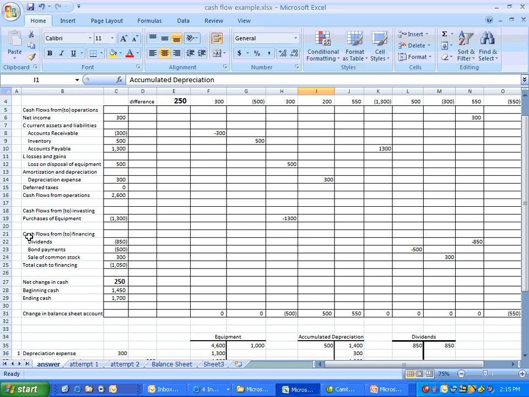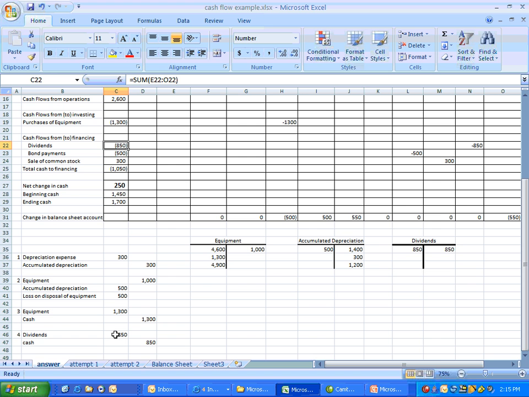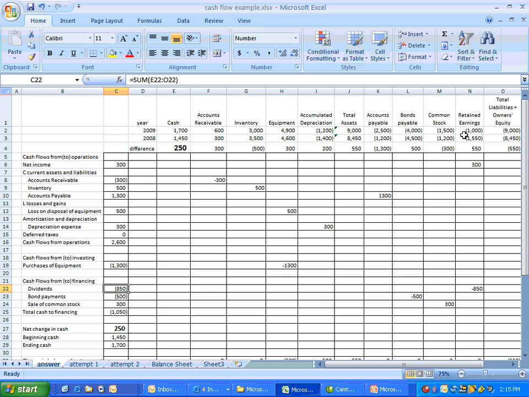Last thing we need to deal with is cash flows from financing. So we're going to look at what's financing this business. Dividends, which that's going to have to be a given, but we could have actually figured that out as well. You remember we looked at the change in retained earnings. It went from $1,550 to $1,000. Change of $550.